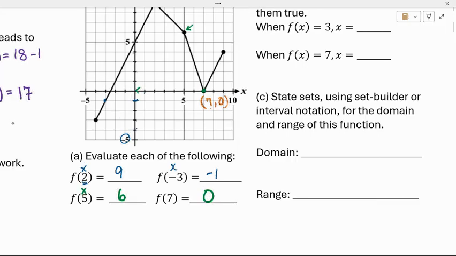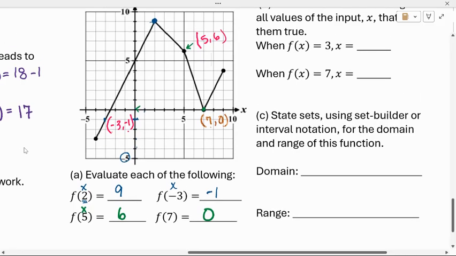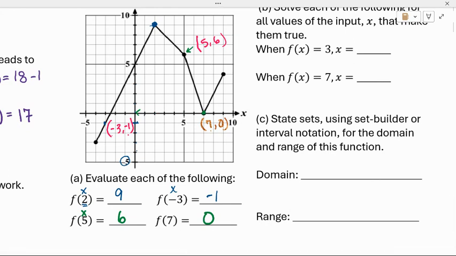This is the ordered pair -3, -1. So when I input a -3, I get out a -1. This is the ordered pair 5, 6. When I input a 5, I get out a 6. This is the ordered pair 2, 9. When I input a 2, I get out a 9. Does that make sense how we're reading those ordered pairs and using those to answer how to evaluate a function?